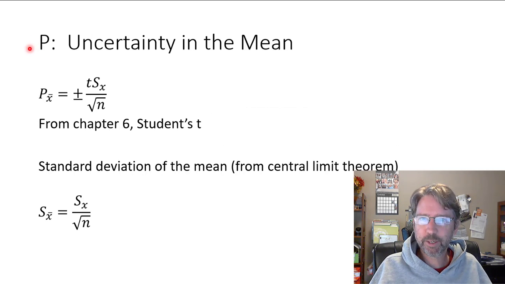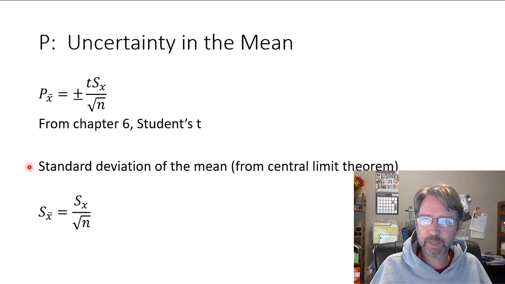So for P, starting with the random uncertainty, we can use our equations from Chapter 6 to find the uncertainty in the mean. So we take a bunch of measurements, we find the standard deviation, and for our n value, we can find the student's t coefficient and find the uncertainty in the mean, which we're calling P x bar, where x bar is the mean. So this is, again, a Chapter 6 calculation. We've been doing this already.